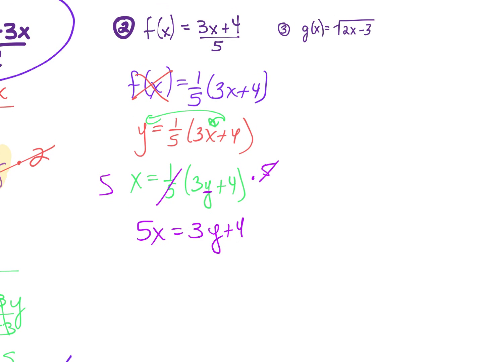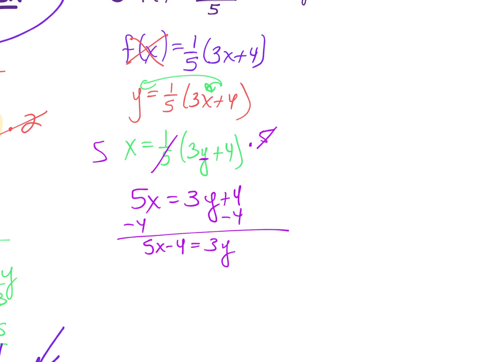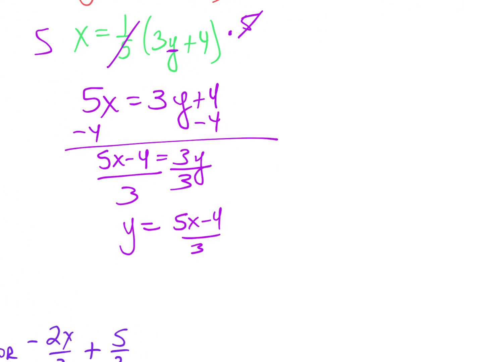Now what? Perfect. Subtract 4. 5x minus 4 equals 3y. Now what? Divide by 3. So y equals (5x minus 4) divided by 3. Or, what's another way I could write it? 1/3 times (5x minus 4). Again, either way you want to write it, that's fine.